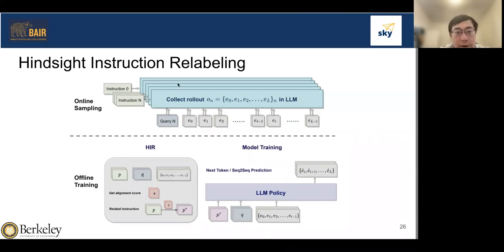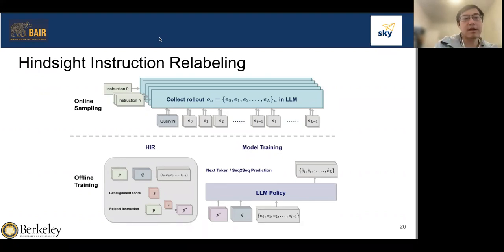Sorry, is there a question here? Yes, I'll get to how we can relabel this part. I think this is a good question. In our paper we did, I would say, a proof of concept for this type of relabeling. I think there are definitely better ways to do this, but I'll get back to this later.